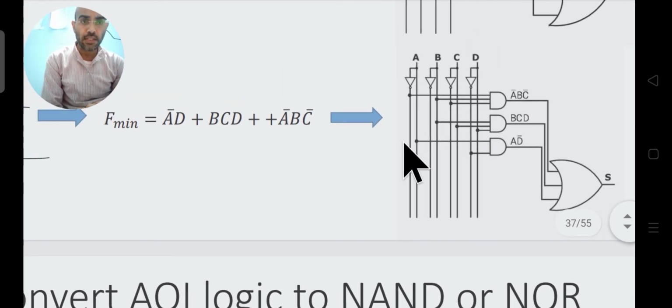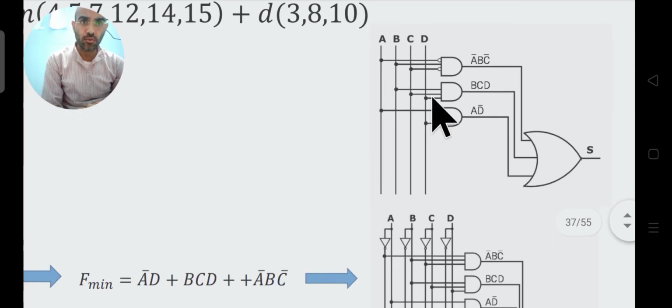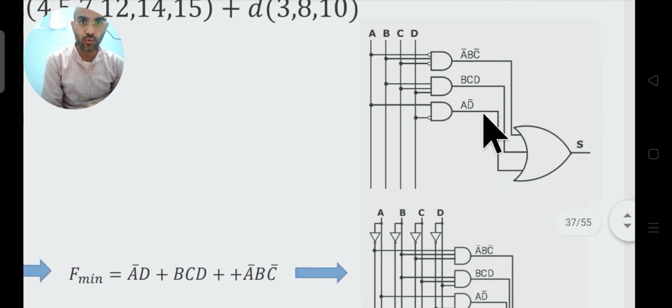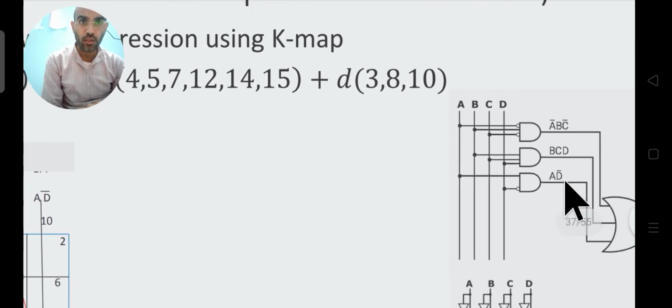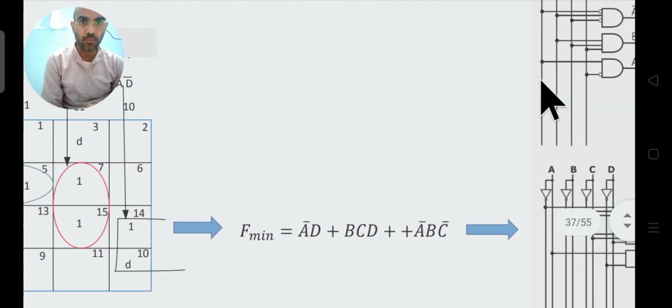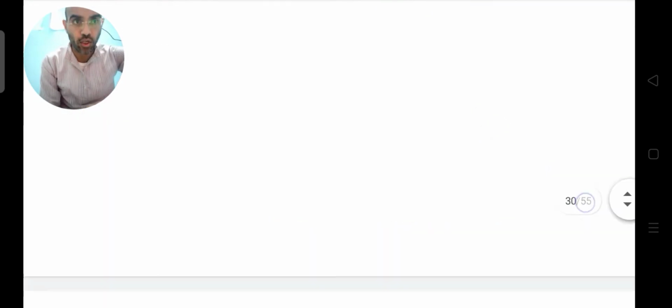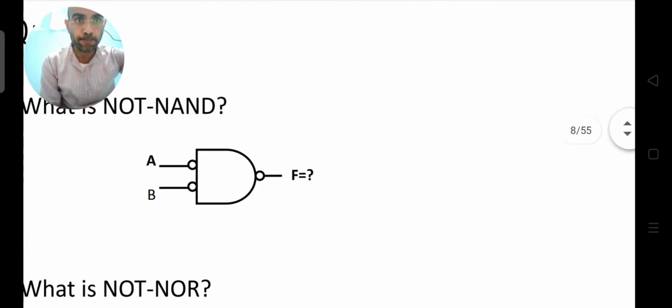Now after this, let's say in the question, though it is not asked that we have to implement it with the help of NAND gate, but suppose if it is asked, then how to do it? It's okay, just a minute.